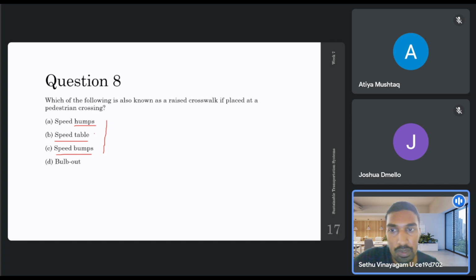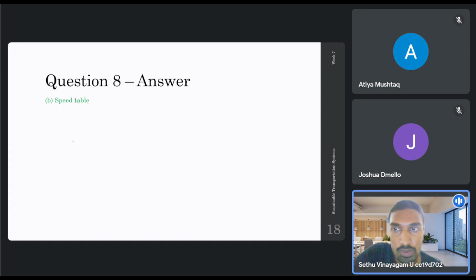So sometimes speed tables are used for that, and when it is used like that, it is also called a raised crosswalk. Therefore the right option is option B, speed table.